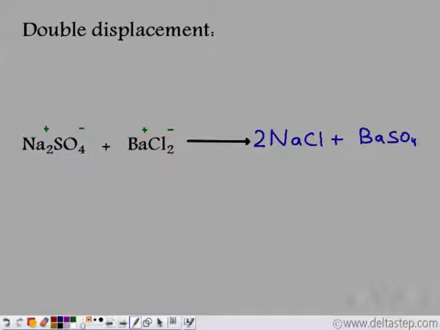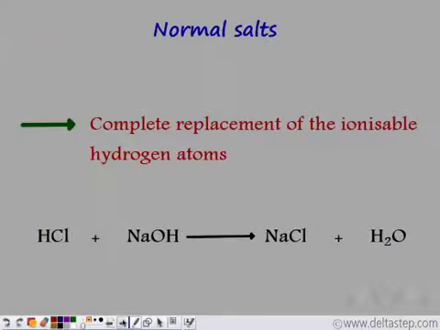What do you observe in this reaction? We had 2 salts, Na2SO4 and BaCl2. When a double displacement reaction takes place, it forms another 2 salts. So from 2 existing salts, by a double displacement reaction, we can form 2 new salts. So, we define the first category of salts as normal salts. We know that salts are formed by the replacement of the ionizable hydrogen atoms. So, when there is complete replacement of the ionizable hydrogen atoms, those salts are known as normal salts.